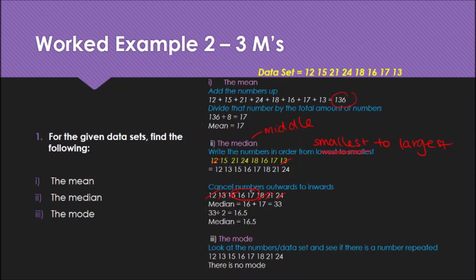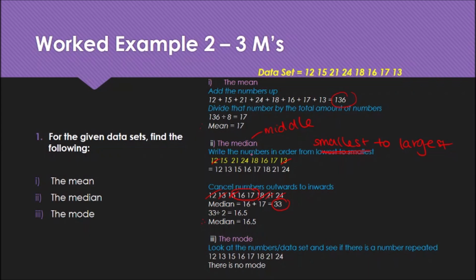Now here we can see that our median is left over with 2 numbers. So we add them together, so 16 plus 17, which is 33. And we have to divide that by 2 because there's 2 numbers, which is 16 and 17. So 33 divided by 2 is 16 and a half. So now we write, therefore, the median is 16 and a half.